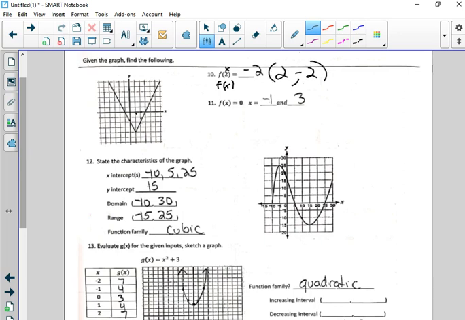This one is going backward. This is saying y equals 0. So where is y 0? Right here and right here. At (-1, 0), and (3, 0).